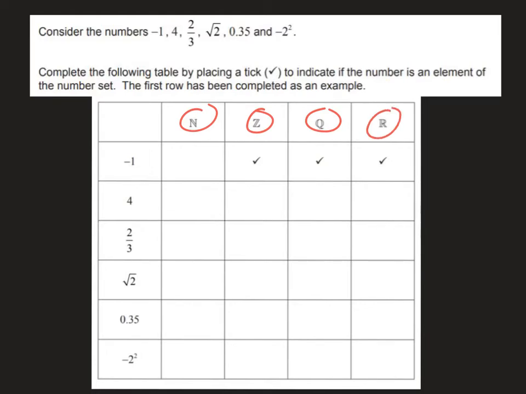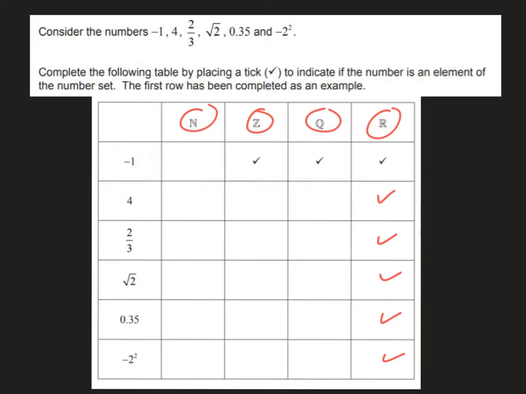Now, as far as we're concerned, that is all numbers, so therefore each of these numbers is going to be in the real group of numbers. The first row has been done for us, so -1 is an integer. It is a rational number because it can be expressed as -1/1, and it's a real number.